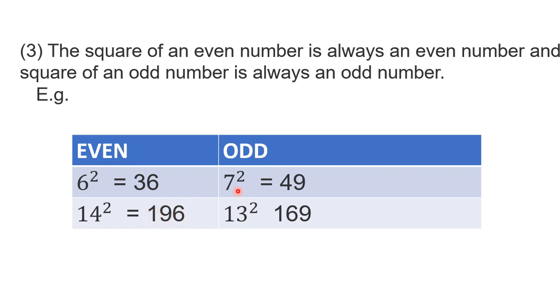Now take an odd number. 7 is an odd number, so the square of 7 is 49, and 49 is odd. 13 is an odd number, so its square is 169. So 169 is again an odd number. So we can say the square of an even number is always even, and the square of an odd number is always an odd number.